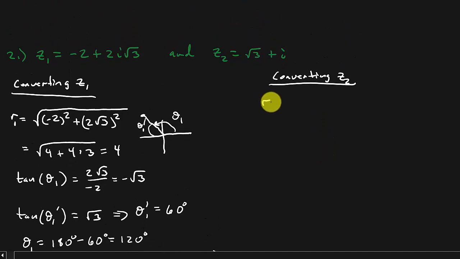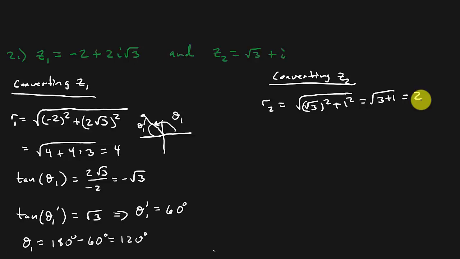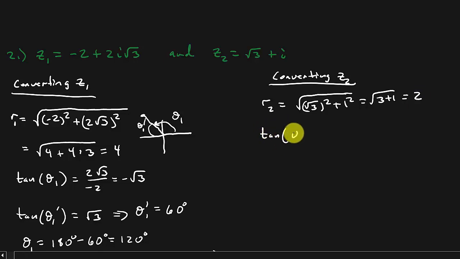So I've got r2 is the square root of square root of 3 squared plus b, which is 1, squared, right? That's understood to be a 1 in front of the I. So that's the square root of 3 plus 1. That's 4. So square root of 4 is 2. So r2 is 2. All right. Now let's find theta. So I get tangent theta 2 is b over a. So that's 1 over square root of 3, which is square root of 3 over 3.